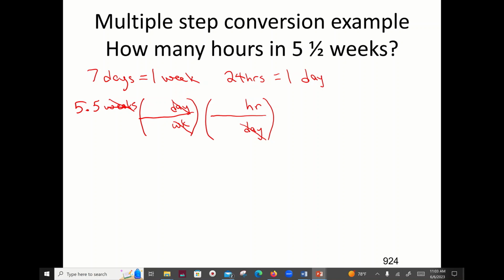And again, I encourage you to write it out like this just to make sure that your units are canceling out. All right, so I've got 7 days goes with 1 week, and 24 hours goes with 1 day. So what am I left with? 5.5 times 7 times 24, and that gives me 924 hours in 5.5 weeks. Okay, so that was a few examples. So now go on and do the little calculation problem and upload your answer onto Canvas for grading.